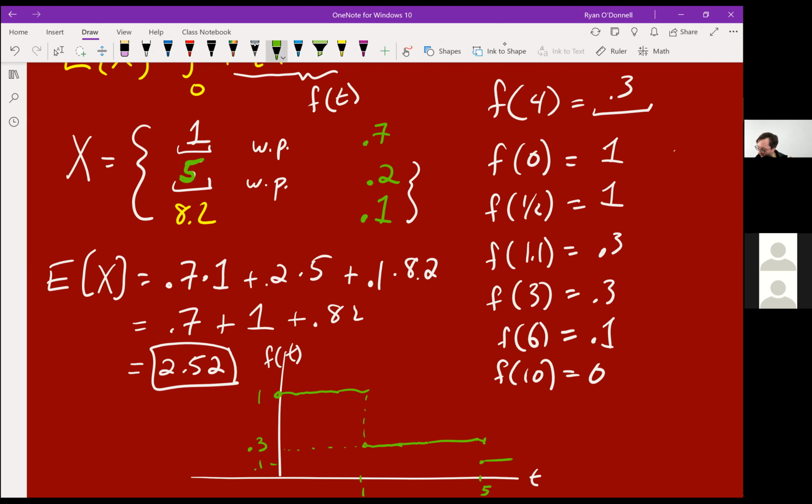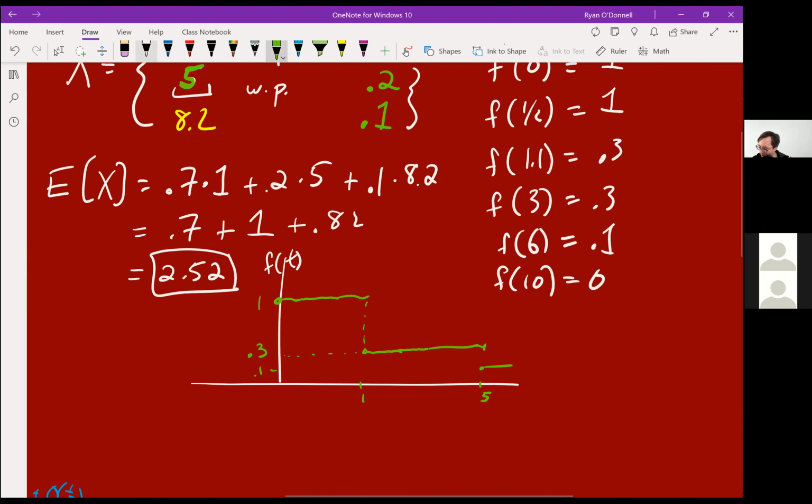0.1. And then somewhere in the neighborhood of 8.2, it jumps down to 0. So let's finish this picture. Here's 8.2. It jumps down to 0. This is not the most common function you see in calculus because it's discontinuous, but that's fine. And then, okay, so that's f of t.